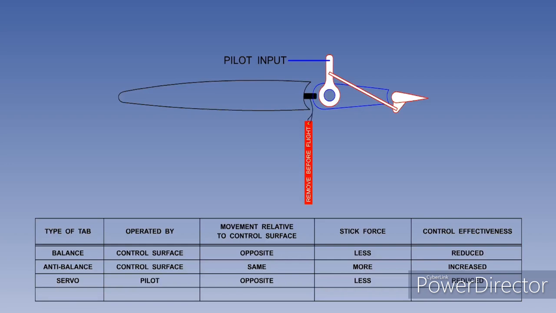The second and more significant disadvantage of the servo tab concerns the fitment of control locks. If your aircraft is fitted with servo tabs, you must physically check that the control locks have been removed before flight. Because the pilot only moves the servo tab, the full and free control movement check in the cockpit will not alert you to the fact that the control locks are still engaged, and you will not be able to control the aircraft.